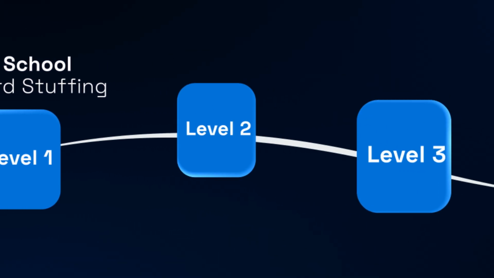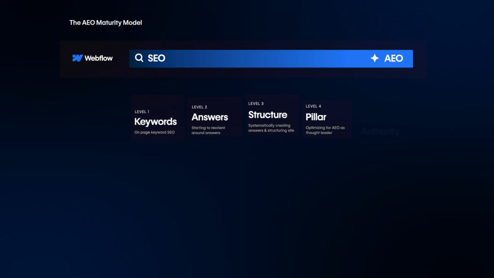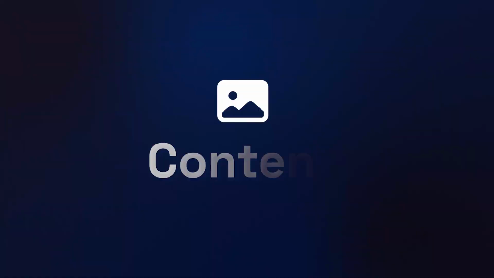It takes you from level 1, which is old school keyword stuffing, to level 5, which is authority and fully AI optimized. Then they break this down into 4 pillars: content, technical, authority, and measurement. So we're going to go through these briefly because these are things that you can actually apply to your workflow right now. Let's start with content.